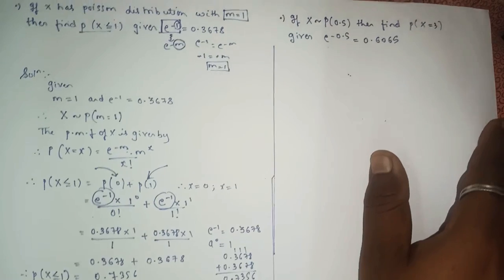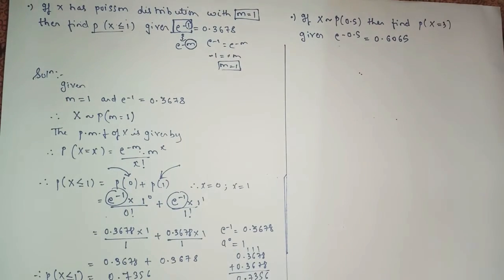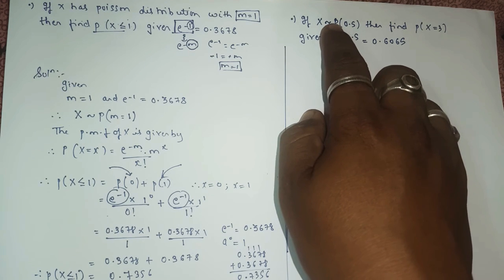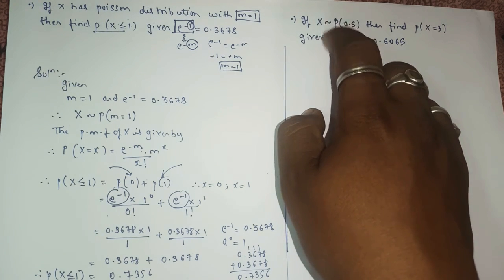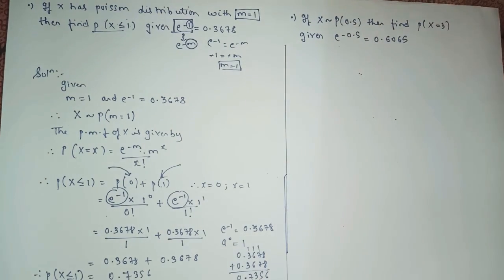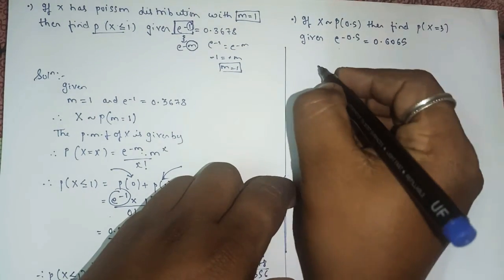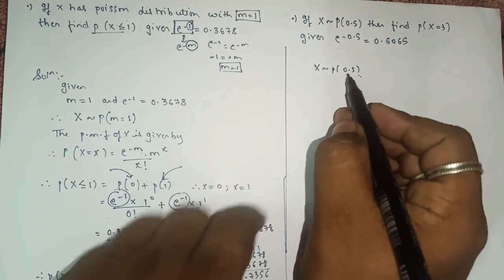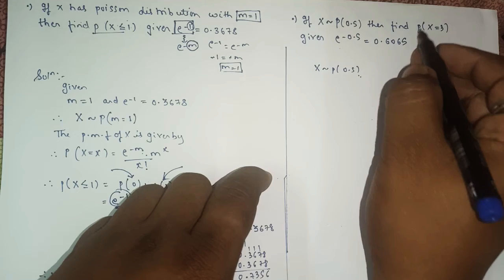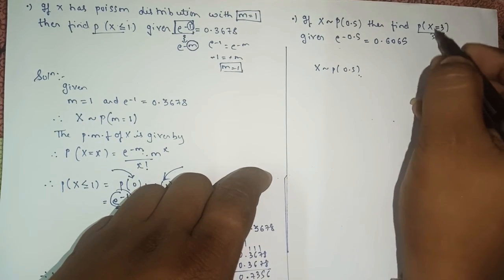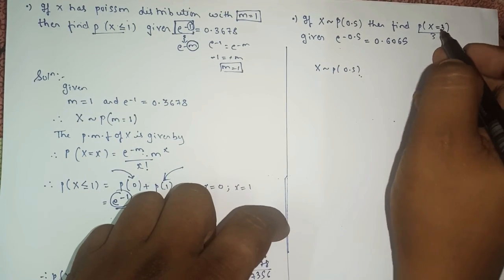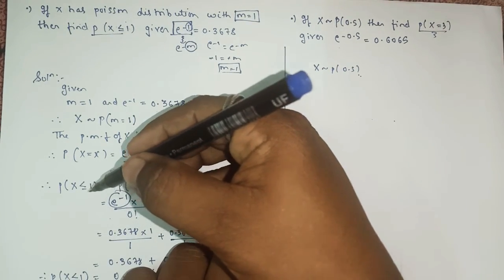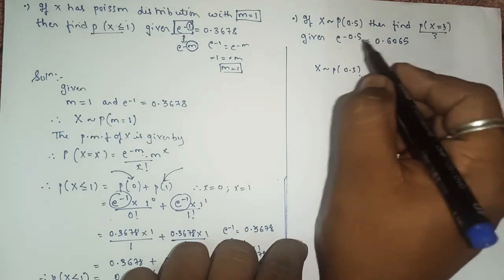So let's take one more example. Here we have X, Poisson with parameter 0.5. So it means X ~ P(0.5). Then find P(X = 3). X equals 3 means what? Exactly. Equal to means exactly. Here less than or equal to means what? At most. And here we have e raised to minus 0.5.